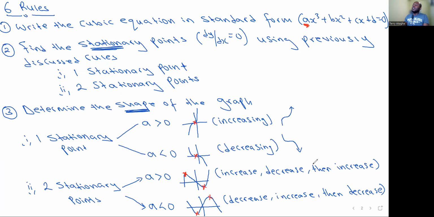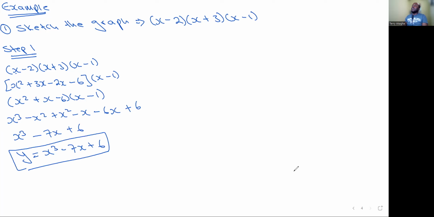All right. Then number 2. We then have to find the stationary point. I've discussed how to find the stationary point earlier, so we're just going to go straight to it and solve it. For a stationary point, I told you dy/dx is equal to 0, right? So we have y is equal to x cubed minus 7x plus 6.